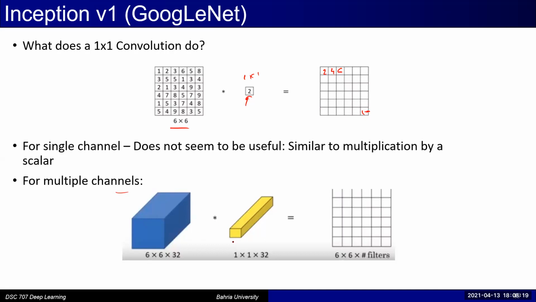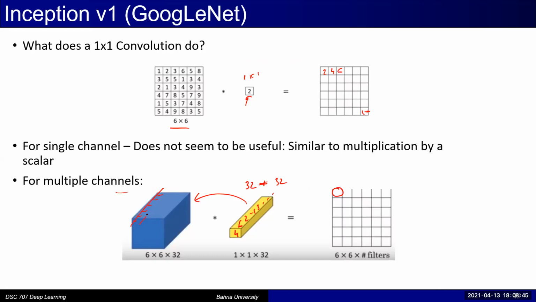Because now you see the filter is 1 by 1, but its depth is 32. It means there are 32 values, 4, 6, 2, -1, 3. So there are 32 values like this. And when you do convolution, you have 32 values here in the depth. So these 32 values in the filter are multiplied by the 32 values along the depth, and you get one number which goes here.